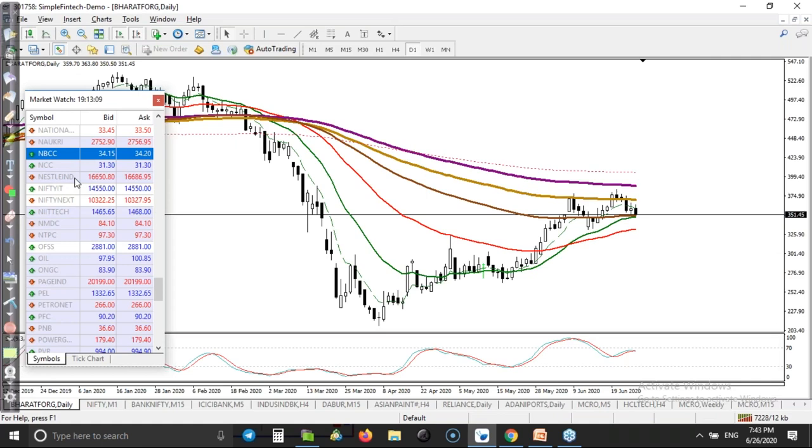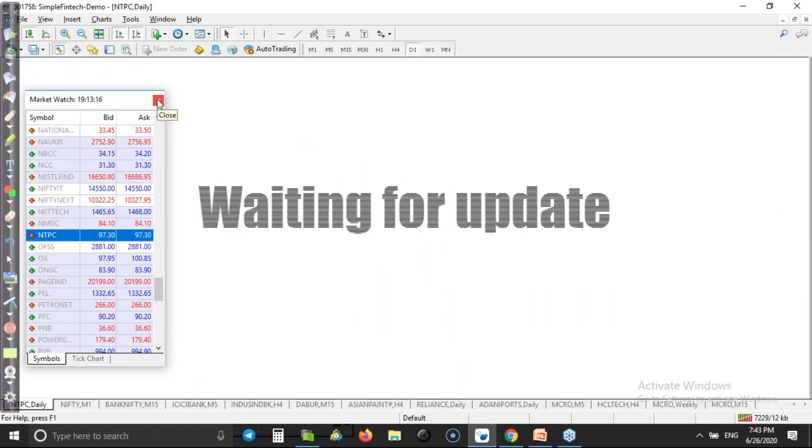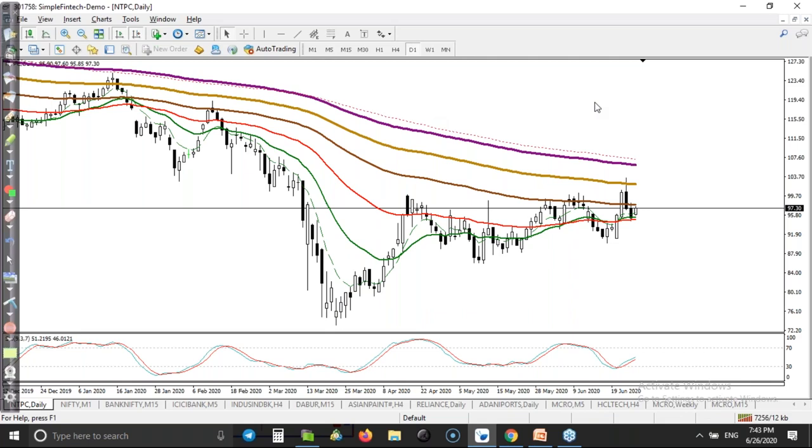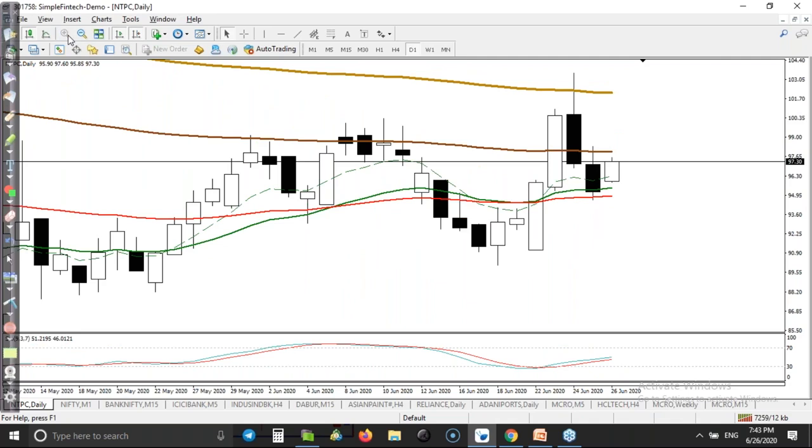NTPC, this one, let's check it. Now see, NTPC is running in a downtrend, and right now you can see a sideways market. Have you seen it? Let's see today. This is a daily candle, and one candle represents one day. Today we have seen this is a bull candle.